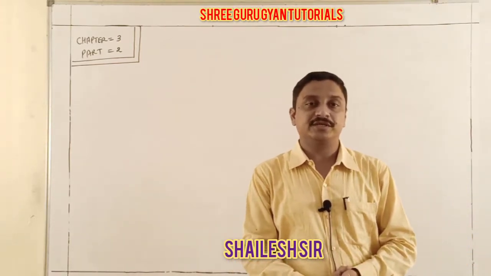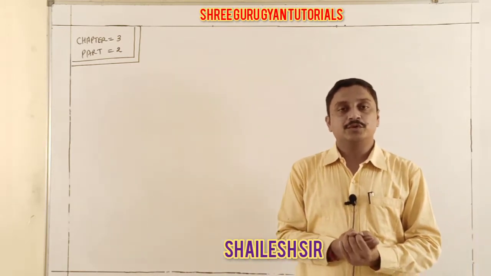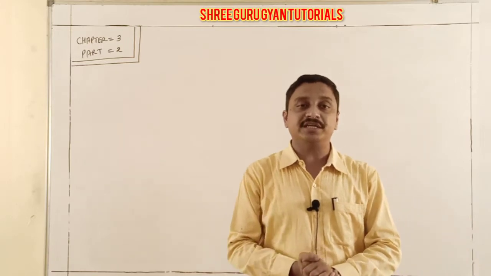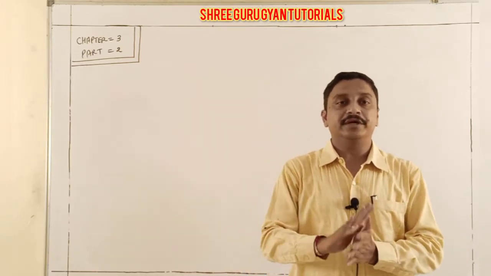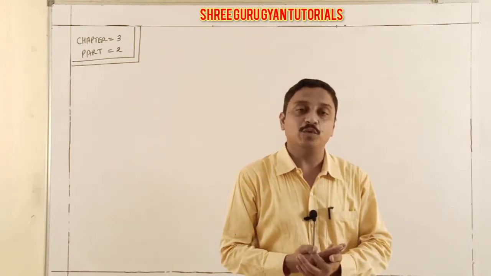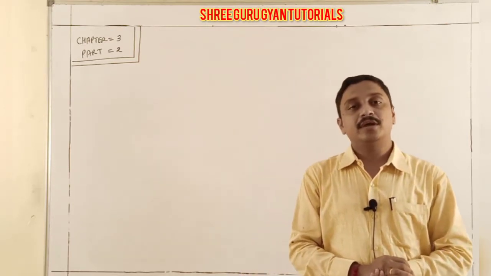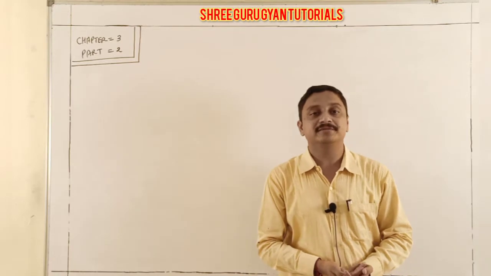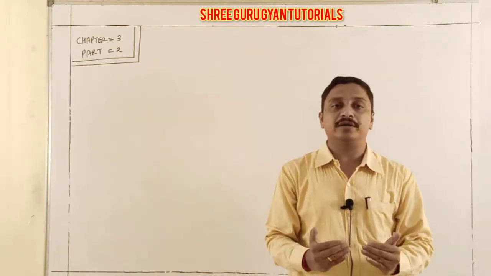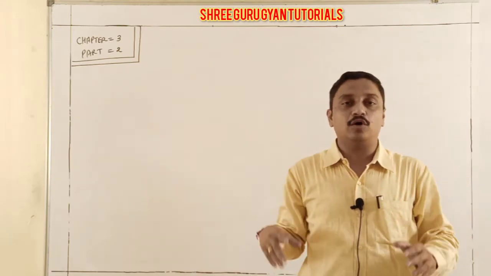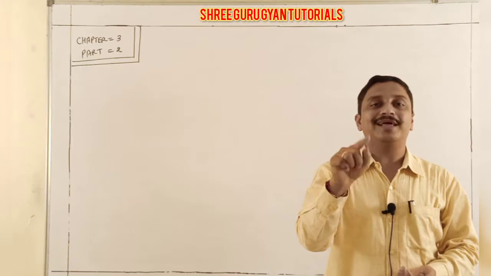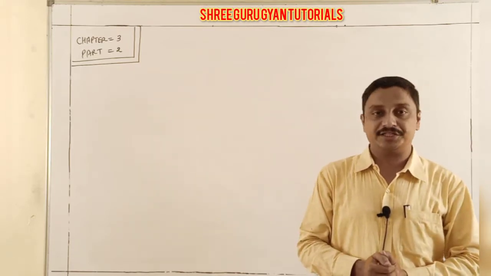Trigonometric functions, part 2. Students, in part 1 I explained degree to radian measure and radian to degree measure, just touching that 1 degree is equal to pi by 180 radian. One table also explained sin theta, cos theta, tan theta, cot theta, sec and cosec, the quadrant-wise values, positive and negative. It is simple and fundamental for all, from school to college.